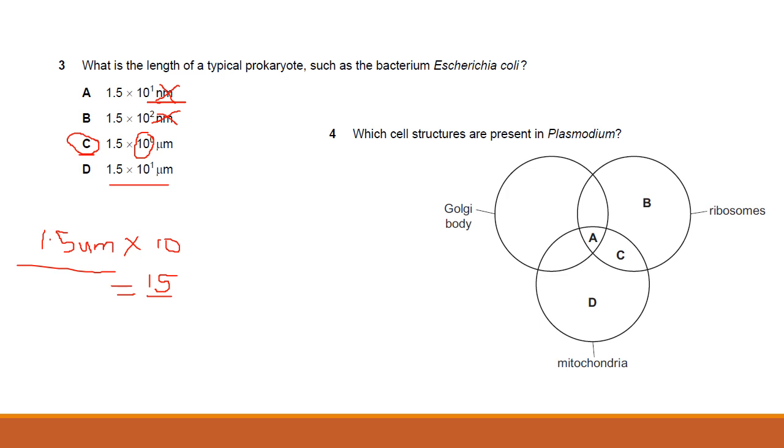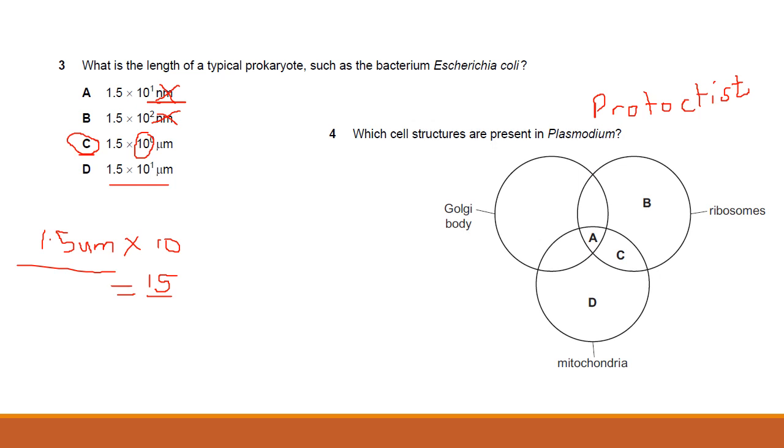Number 4, which cell structures are present in Plasmodium? I hope everyone can recall that Plasmodium is the organism that is responsible for malaria. And again, another error a lot of students make is they assume that Plasmodium is a prokaryote, but it's not a prokaryote at all. It is actually a protoctist. And a protoctist is not a prokaryote. It has eukaryotic features, right? So Plasmodium is, well, you can just consider it to be a eukaryote.